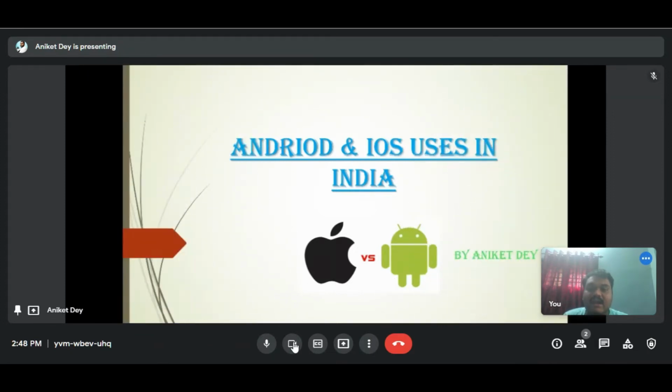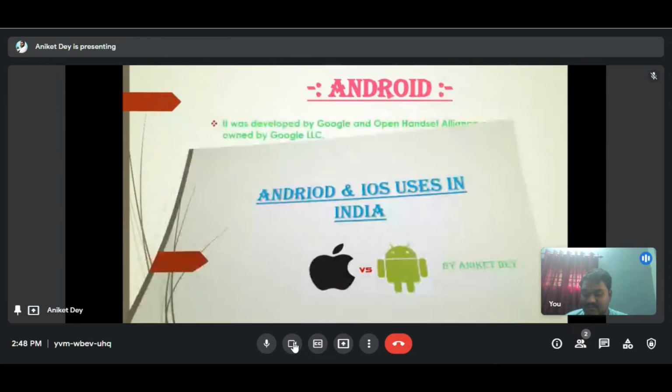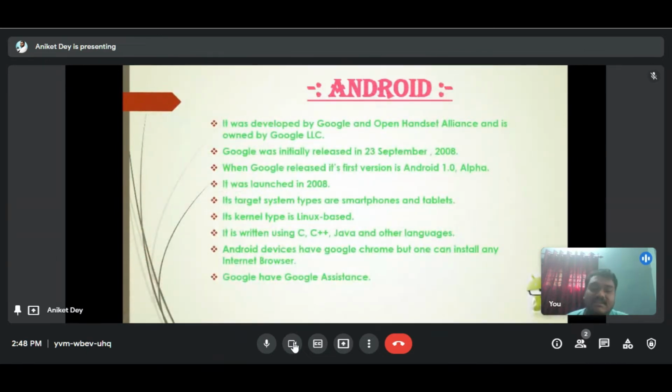So, Android is basically a software that is maintained and created by Google. It was launched in the market in 2008, on 23rd September. The first version of Android, that is Alpha, is basically created for smartphones and tablets.